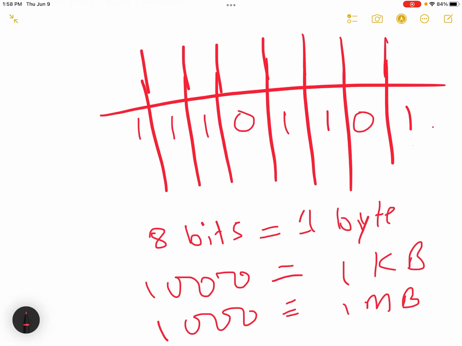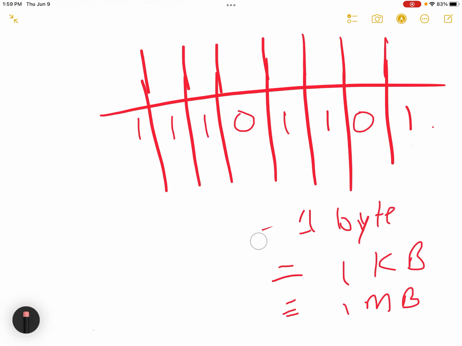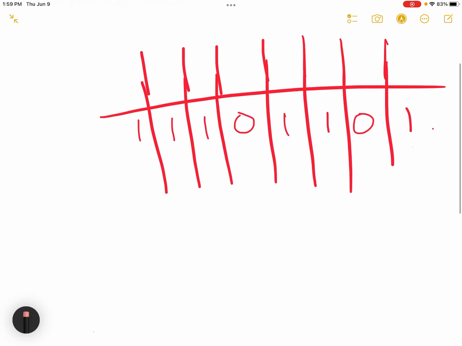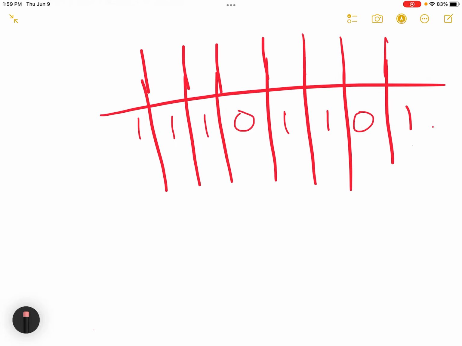It's not actually 1000, it's actually more than 1000. The real figure is 1024. But anyway, there is a pattern to convert any binary number to a decimal number. So this is the pattern.